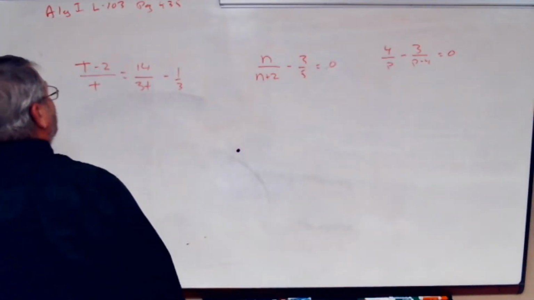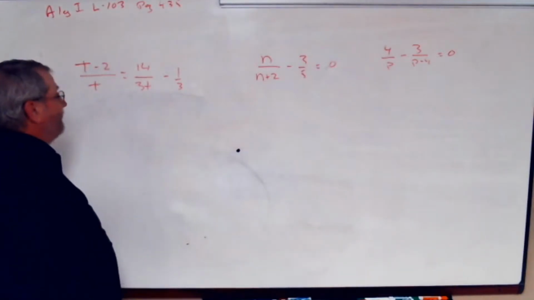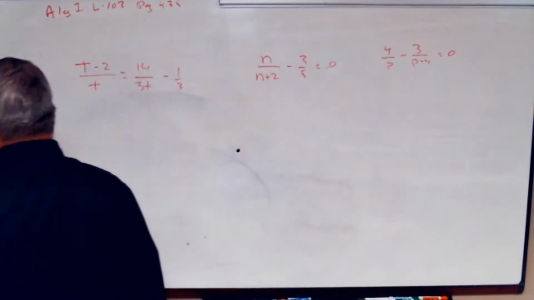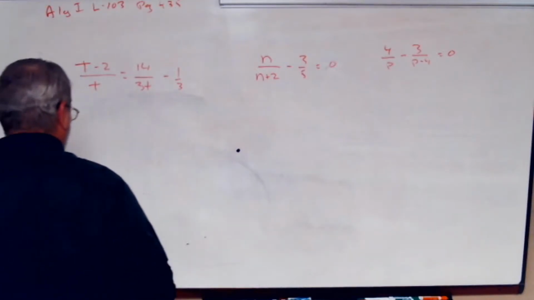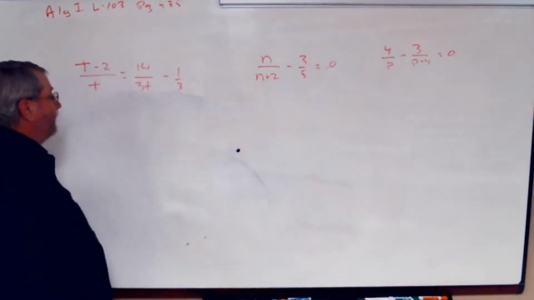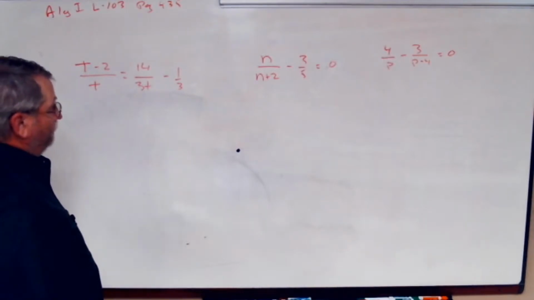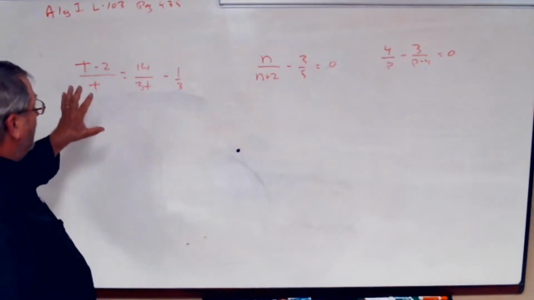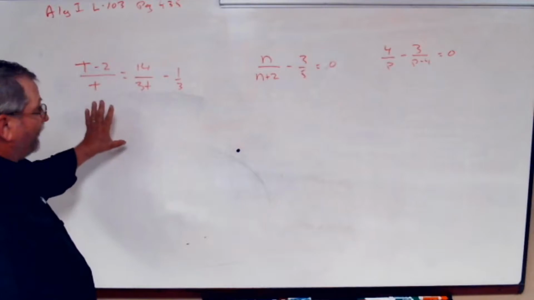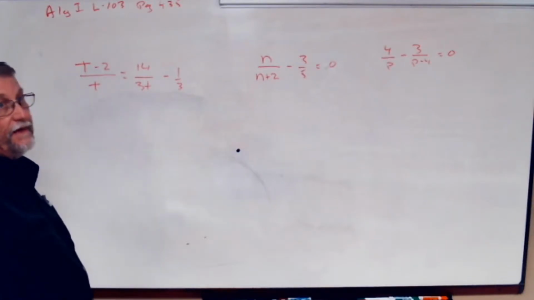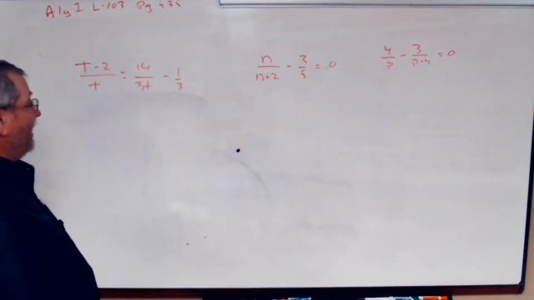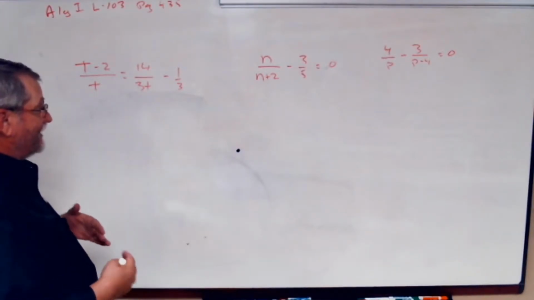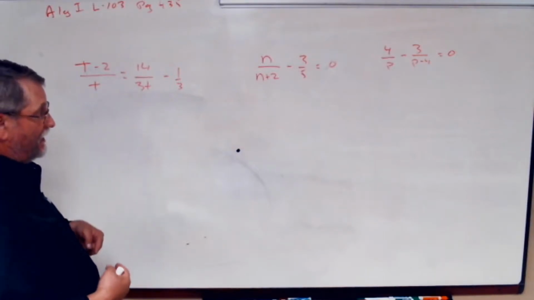Algebra 1, Lesson 103, page 435. More on rational equations. It's the same thing we've been doing. They just throw some new wrinkles into it. Again, whenever we have an equation like this with fractions, the easiest way to work these nearly always is to rationalize the denominator. That means to get rid of the denominator. That means to multiply everything by the lowest common denominator.